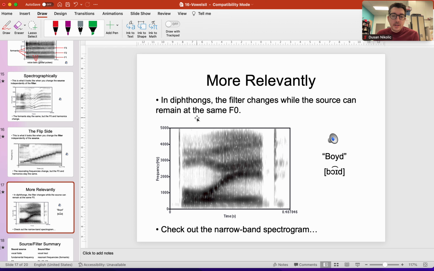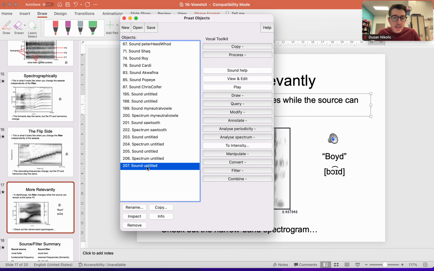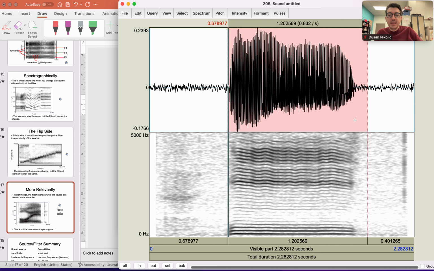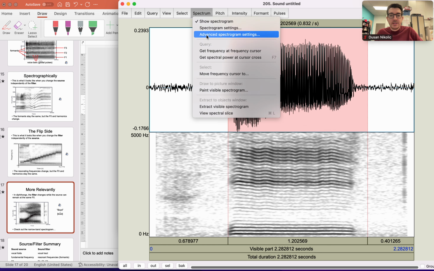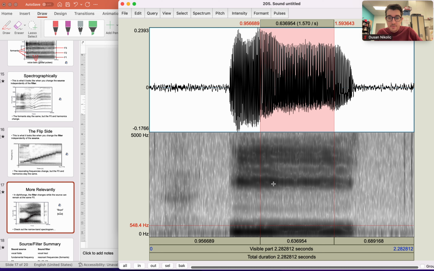And more relevantly, in diphthongs, the filter changes. That's important. So when you have a diphthong, the filter changes while the source can remain at the same F0. So if I have a vowel like this one, this is E, everything remains the same, right? There is not so much dynamics there. My formant frequencies are the same at this level, right?